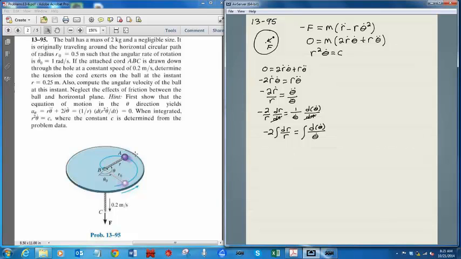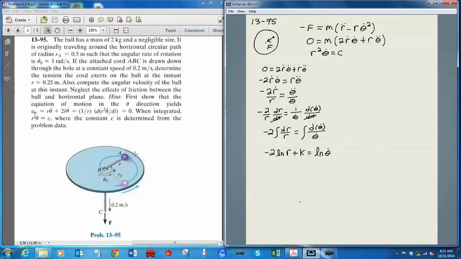Okay, so on the left hand side, this isn't too bad to integrate. It's basically du over u, so the integral of that is going to be minus 2 ln of r plus some arbitrary constant, I'll call it k. And then on the right hand side, it's basically the same thing. It's du over u, so that's just the ln of theta dot. And I don't need an arbitrary constant because I've already put one in on the left hand side.